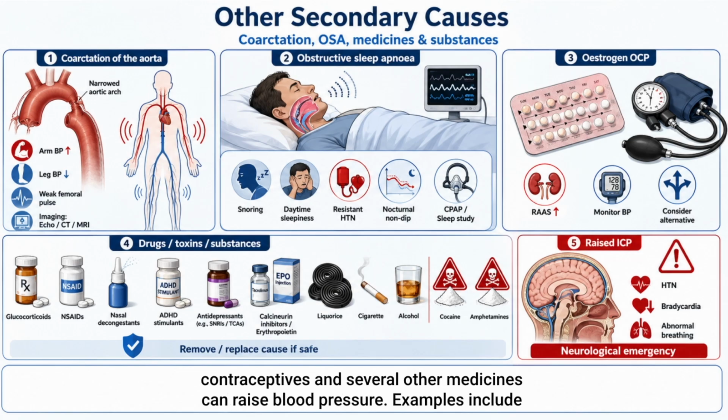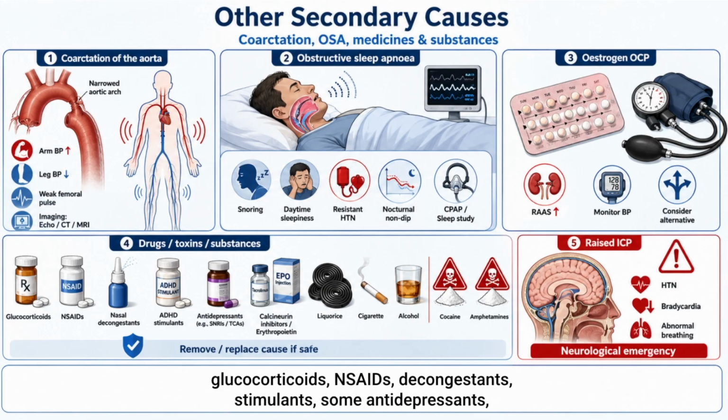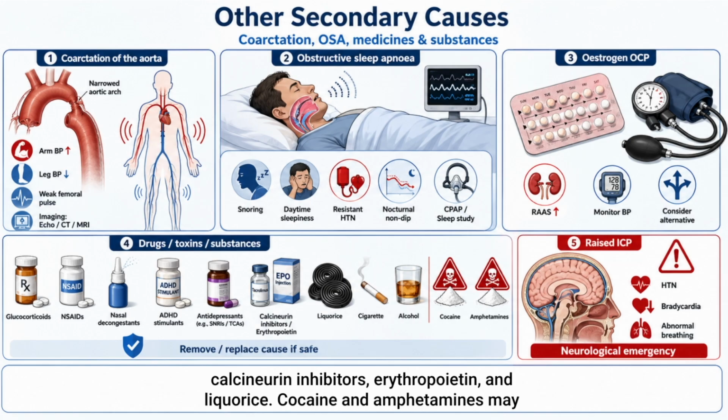Estrogen-containing contraceptives and several other medicines can raise blood pressure. Examples include glucocorticoids, NSAIDs, decongestants, stimulants, some antidepressants, calcineurin inhibitors, erythropoietin, and licorice. Cocaine and amphetamines may cause severe, dangerous hypertension.